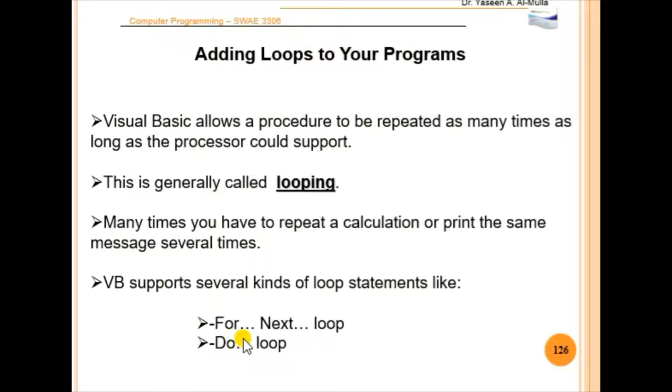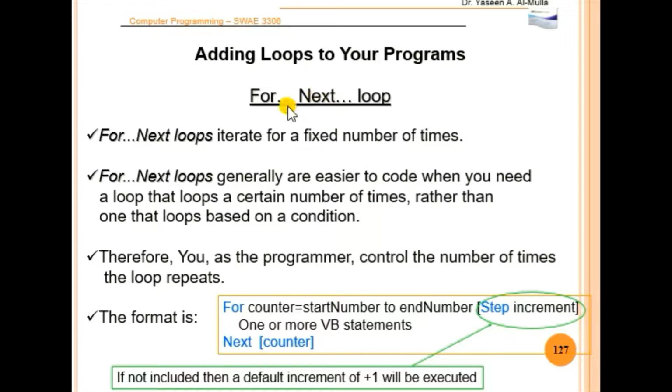One is called the for next loop, and the other format is the do loop. We'll start with the for next loop. A for next loop iterates for a fixed number of times. For next loops generally are easier to code when you need a loop that loops a certain number of times rather than one that loops based on a condition. Hence, you as a programmer can control the number of times the loop will repeat.